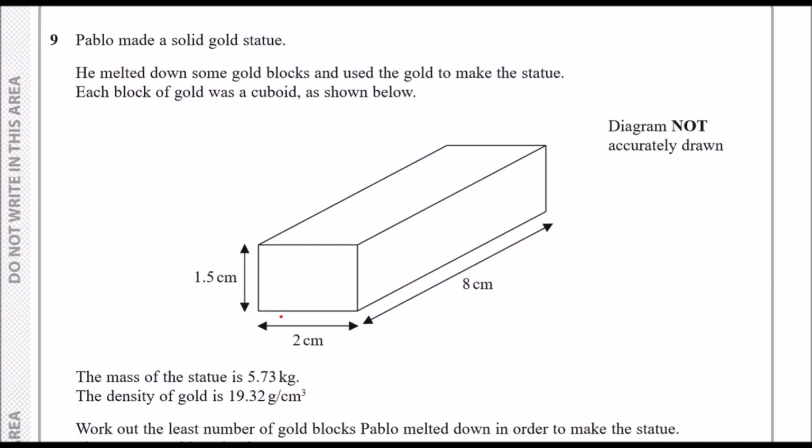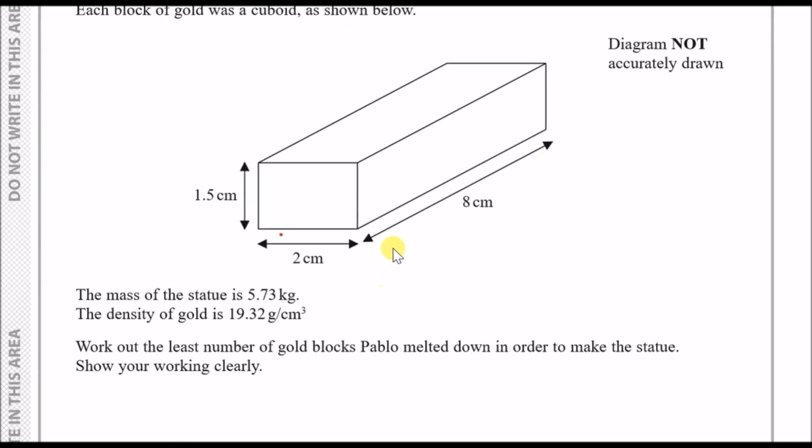Alright, number 9. Pablo made a solid gold statue. He melted down some gold blocks and used the gold to make the statue. Now each block of gold was a cuboid as shown below. Now the mass of the statue itself made from these gold blocks is 5.73 kg, but the density of the gold block above is 19.32 grams per centimeter cubed.